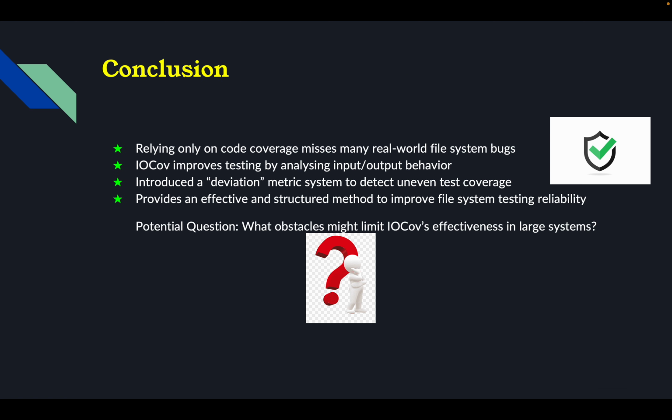In conclusion, the paper shows that relying on code coverage alone misses many real file system bugs, since most issues hinge on specific syscall inputs or outputs. Their IOCov tool fills this gap by tracking how well tests cover different arguments and return codes. They also introduce a simple deviation metric to highlight imbalances in testing. Overall, this work offers clear, practical steps for making file systems more reliable and paves the way for future testing improvements.